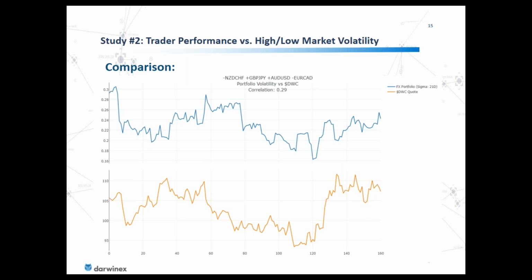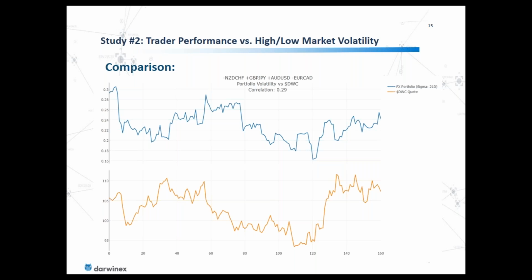And if we go back to the fundamentals of the DWC, it rises when the community is underperforming, and the DWC falls when the community is performing. So now when you compare it to the volatility curve, the blue volatility curve in this chart, you can see that as volatility declines, the community performs well. But as volatility increases, the community underperforms.